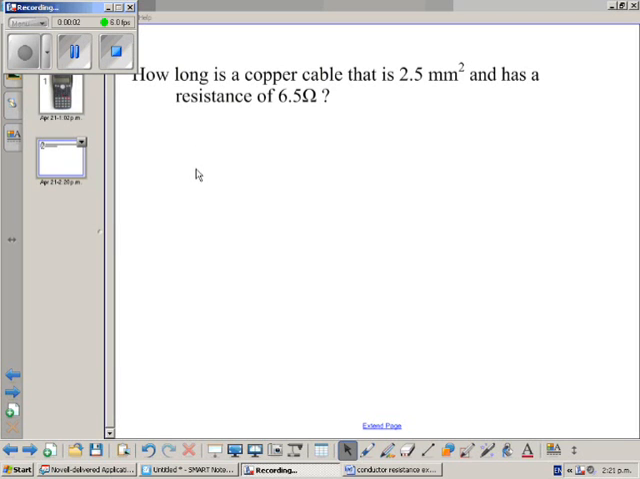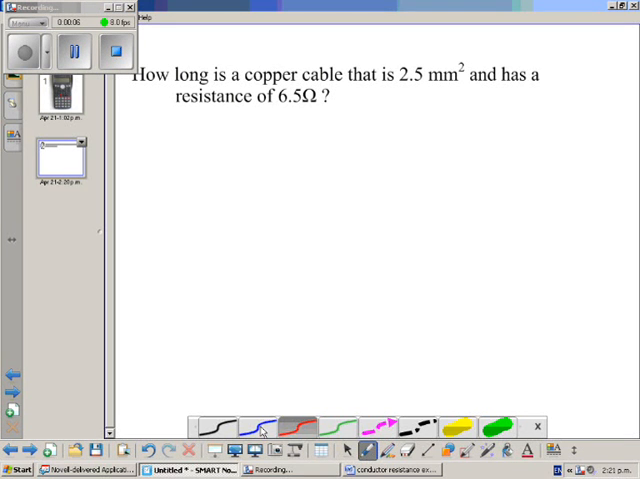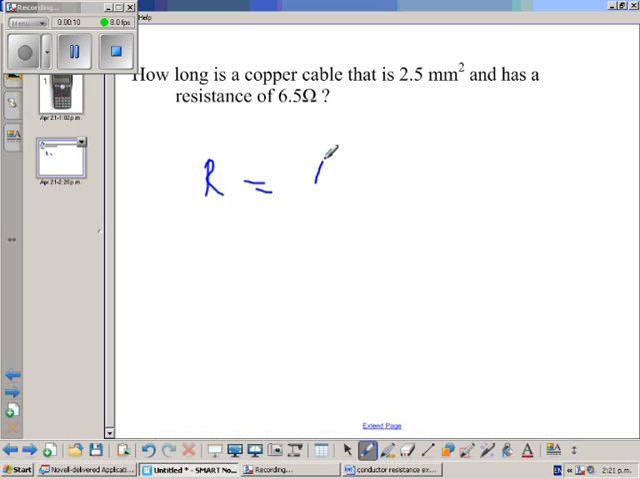Here's a resistivity question that wants to know how long a cable is. Once again, we use our same formula. R equals rho L divided by the area. Okay, so resistance equals rho times the length divided by the area.